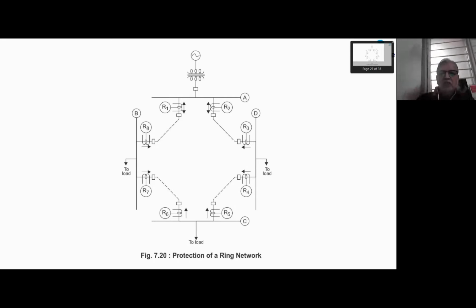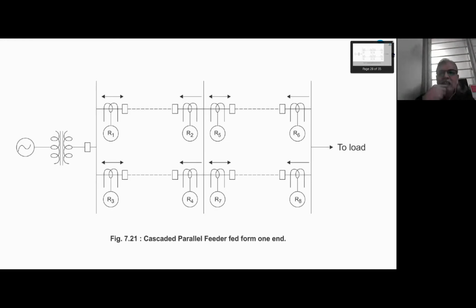Another very usual system in a distribution network is the ring network like this. The generator is only on one bus, right? So here also you can see that R1 and R2 may be bidirectional, but R8, R7, R6, R5, R3, R4 all have to be directional, right? Cascaded parallel feeder fed from one end. So here also the directional sense is given. These are a few examples of the possible networks which are used in the system.